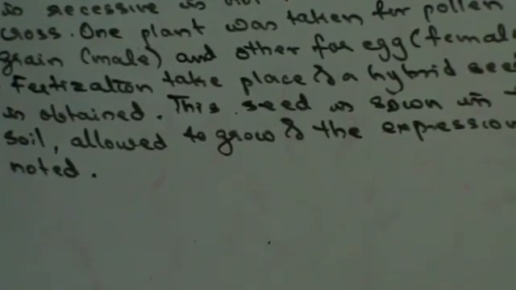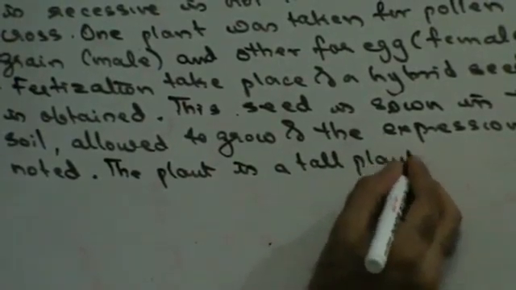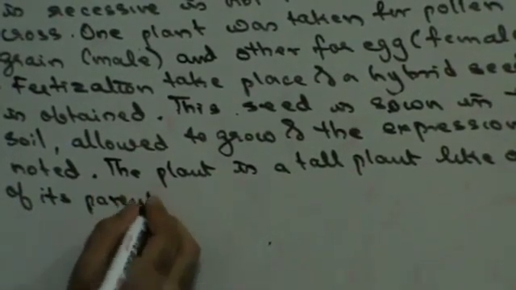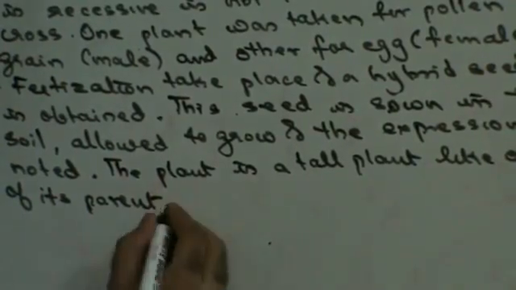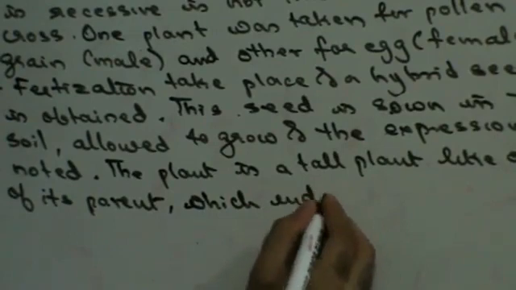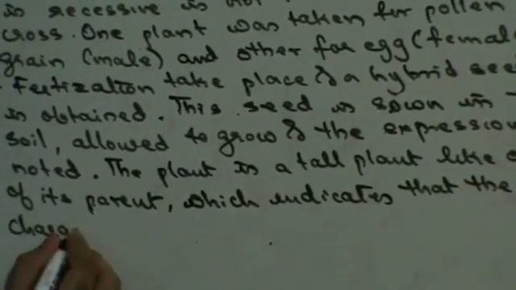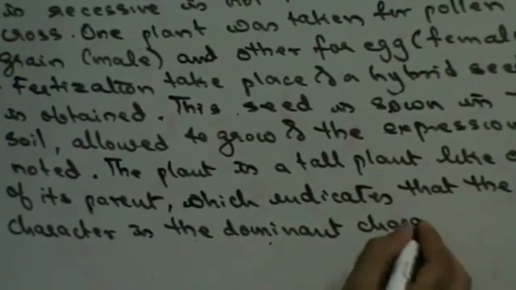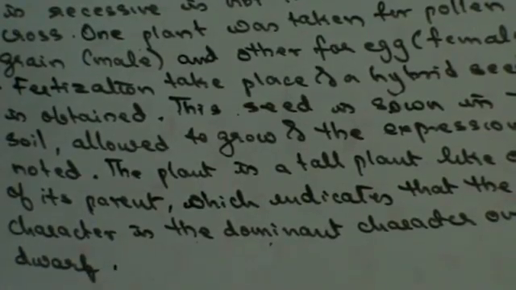And the expression is noted, right? The plant is a tall plant like one of its parents, which indicates that the tall character is the dominant character over dwarf. Right? So he found out that the tall character was the dominant character.